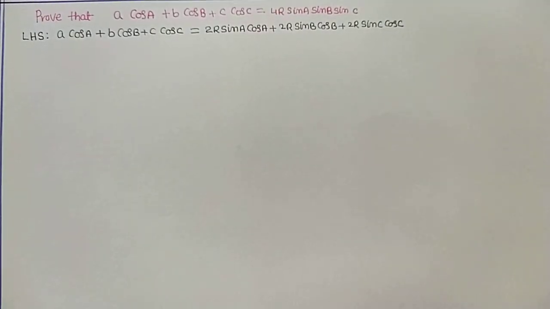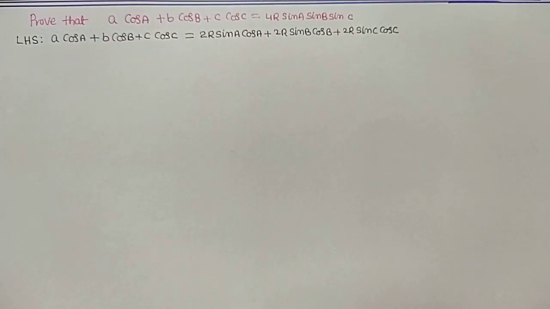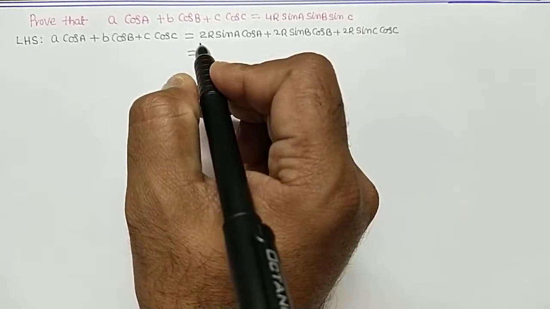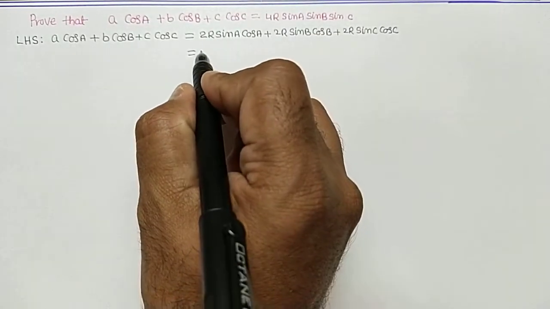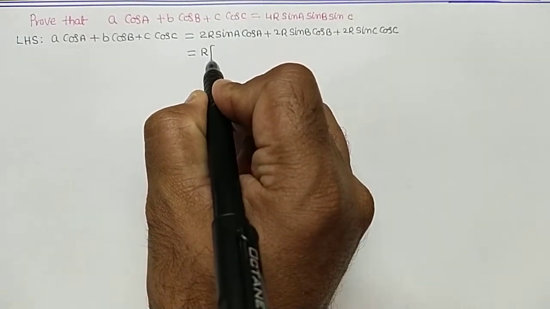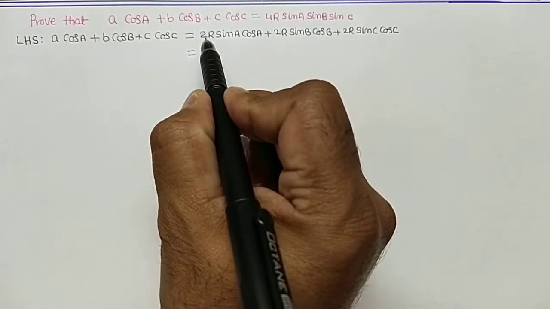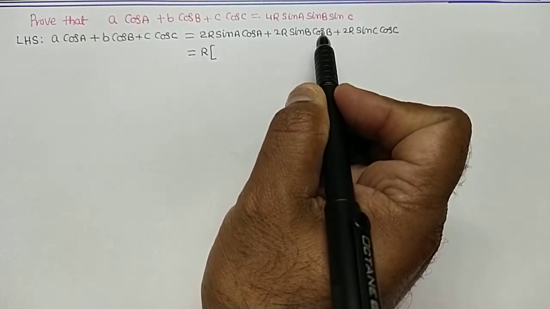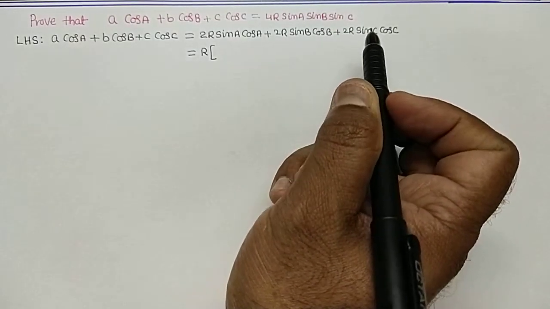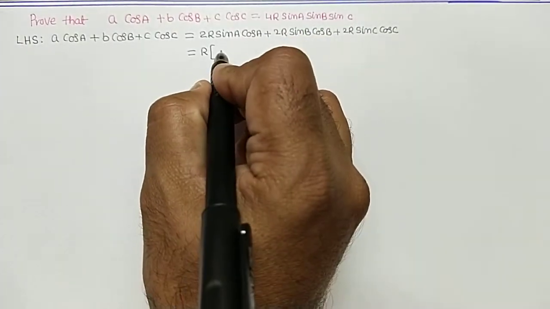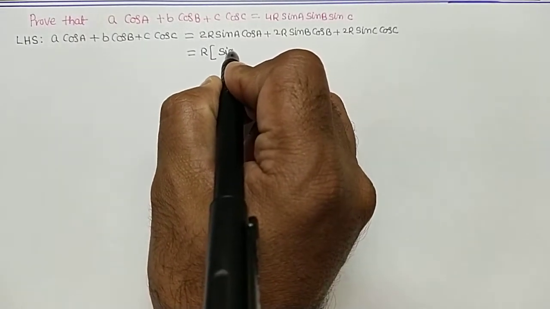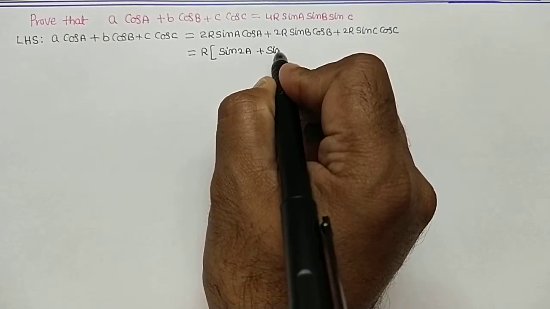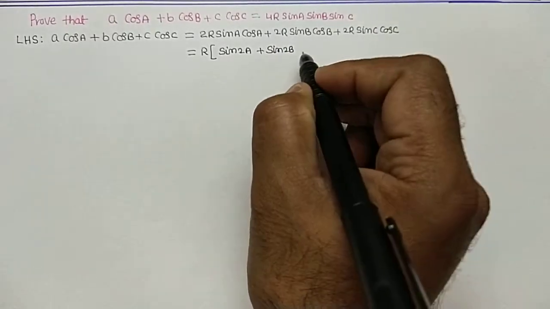After completing this step, take common R from every term. In the rest of the terms, 2 sin A cos A is sin 2A, 2 sin B cos B is sin 2B, 2 sin C cos C is sin 2C. So here we have sin 2A plus sin 2B plus sin 2C.